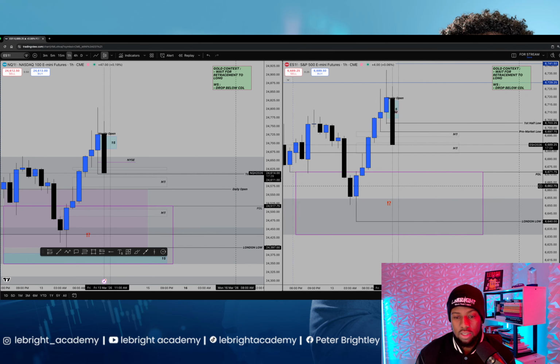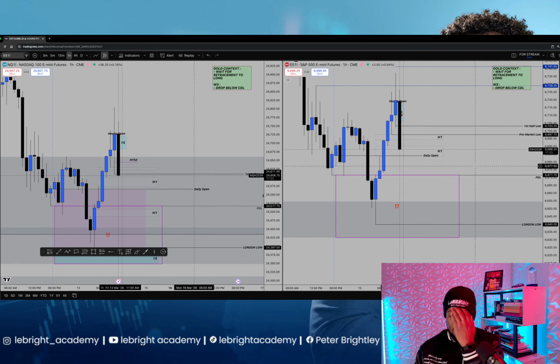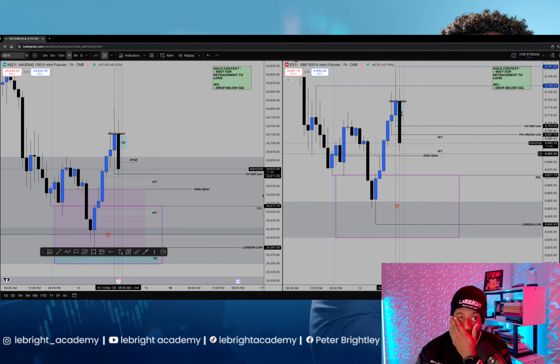So now there is something else, because yes, I need a retracement, but I don't want to see a retracement that will close below the daily open, bro. If we close below the daily open, I'm not going to like it. I'm just going to close the stream and call it the day.